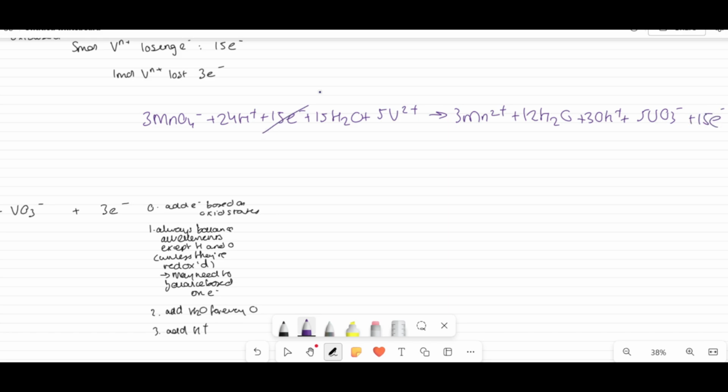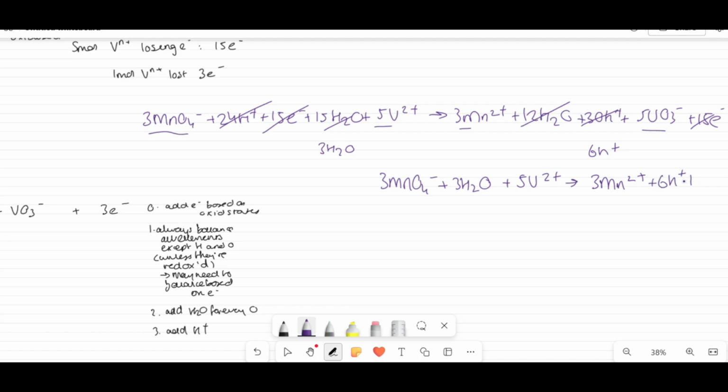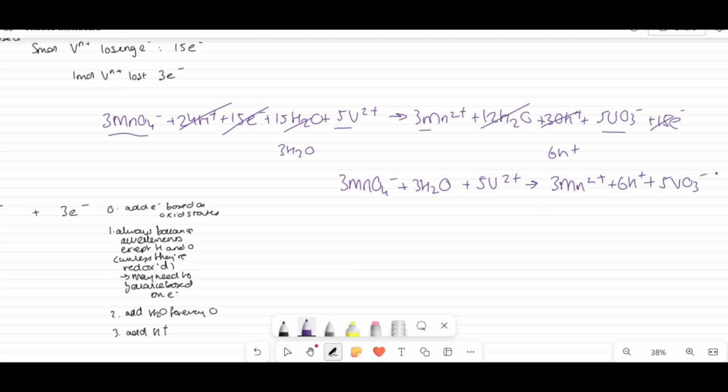And then you just cancel out what's on both sides. So there's that, there's that. What else we got going on here? This is gone. That's going to be 3 H2Os left. So that one's gone. I usually like to do it almost underlining everything just to make sure. So that and that are matched. 24 H pluses and 30 H pluses, all of them are gone and you're left with 6 H pluses here. What else? We've got V and V's there. Great. So overall, this equation is going to be 3 MnO4 minus plus 3 H2O plus 5 V2 plus gives you 3 Mn2 plus 6 H plus 5 VO3 minus. There you go. That's how you do it.